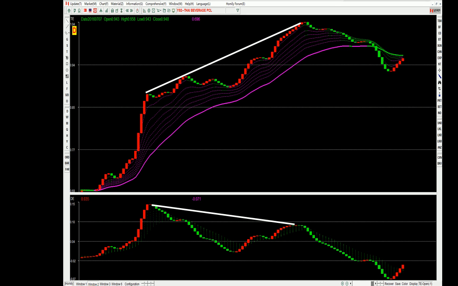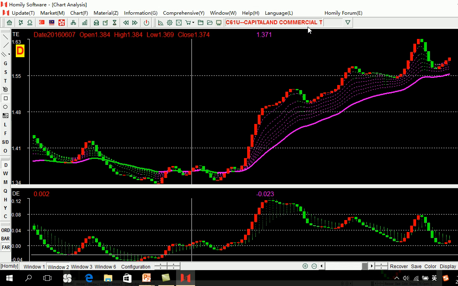You don't need to sell half position. You just sell out. So if you didn't sell out here and you sell half, it's not good, because here you can sell out your positions. Okay, so let's see some examples.